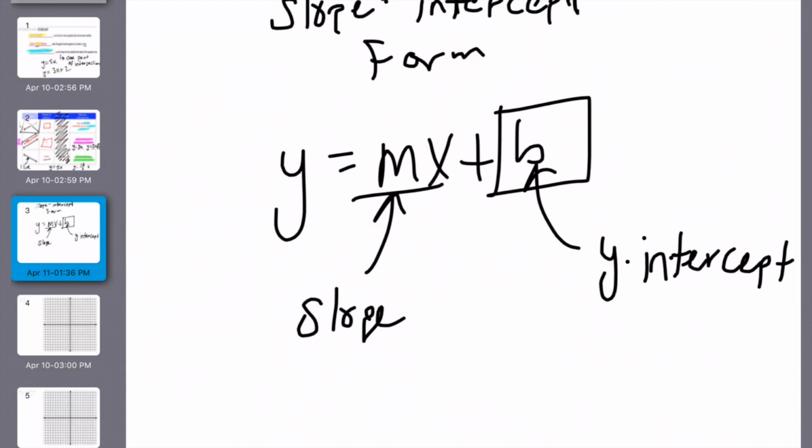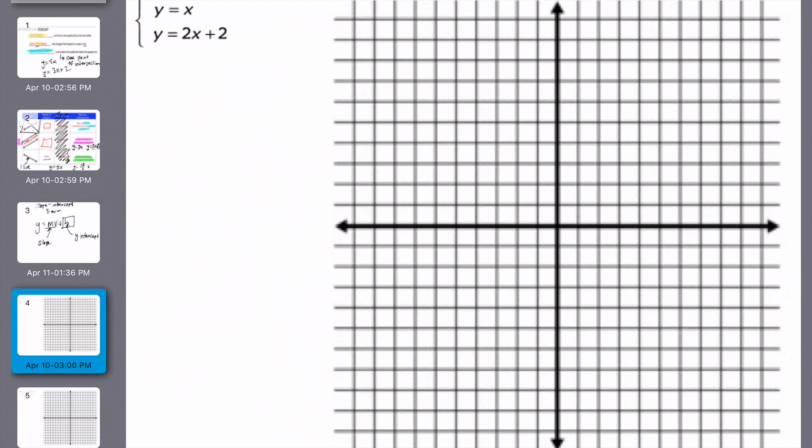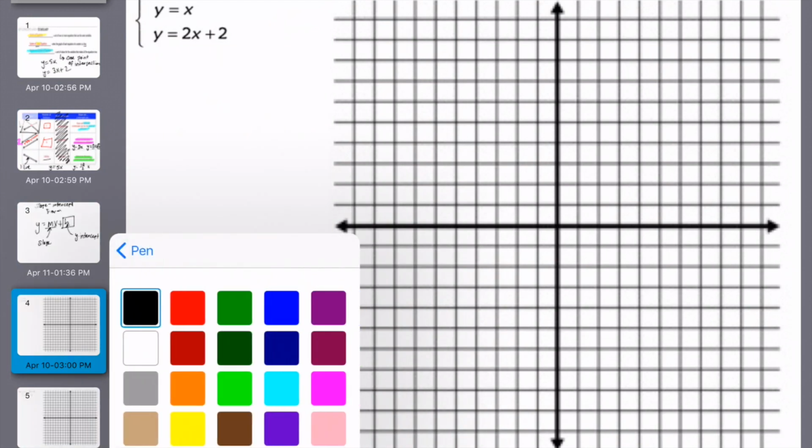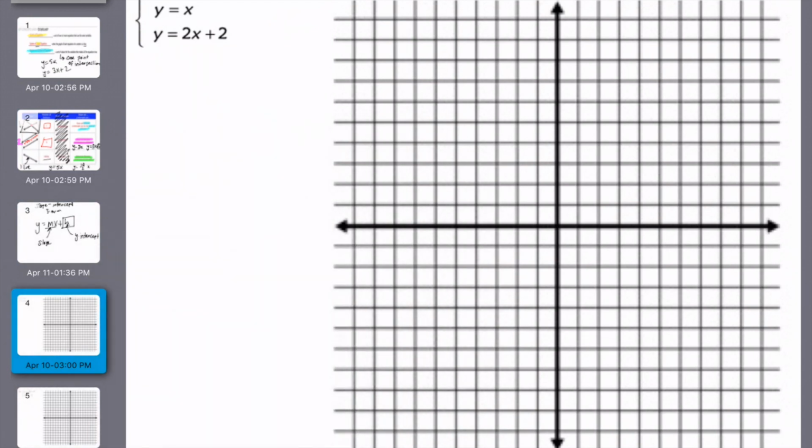So let's put this into practice. Let's try to solve some systems of equations by graphing. So my first one, I have y equals x and y equals 2x plus 2. So I'm going to give these two different colors. So this first one is going to be in red.